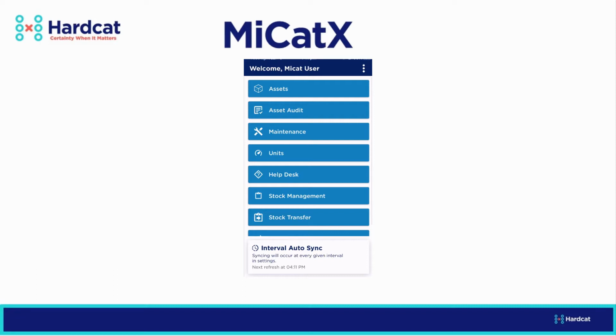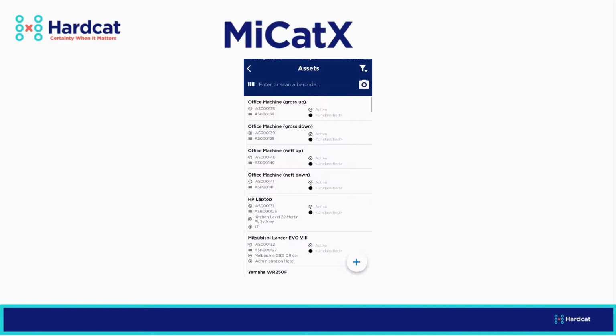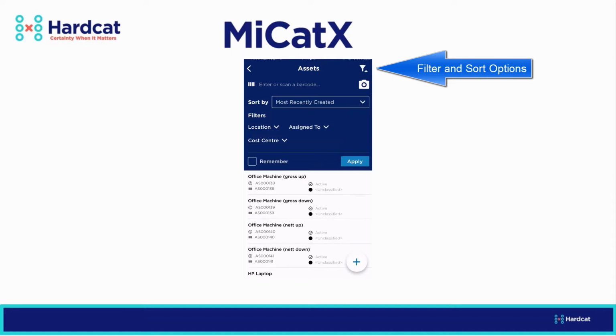To access the Assets functionality, we click on the Assets icon, which will then take us to our list of assets that the logged in user is able to view based around the user profile. From here, we have different functions that are available to us. From the top right-hand corner, we have the filter and sorting options.